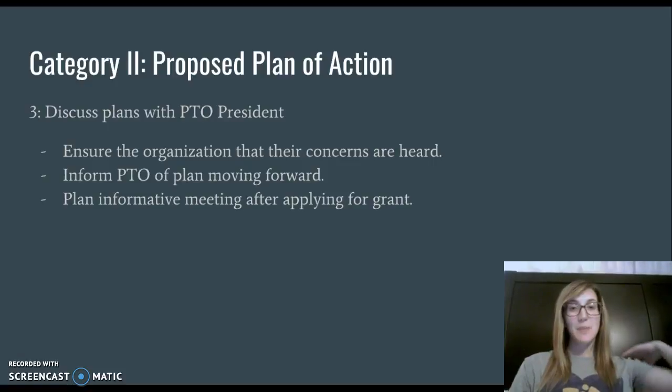And last, for my plan of action, I would want to talk to the PTO president and just ensure that the organization knows that their concerns are being heard and that we also see some problems that need to be addressed overall with our reading program. I would want to inform them of the plan that we have in place and then potentially set up an informative meeting with the organization and any other parents that would like to attend after we apply for the grant. So everybody's informed on that side too, and hopefully we can ease some of the negative perceptions on that end while we start the process.